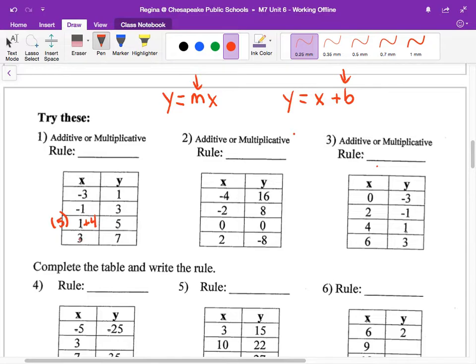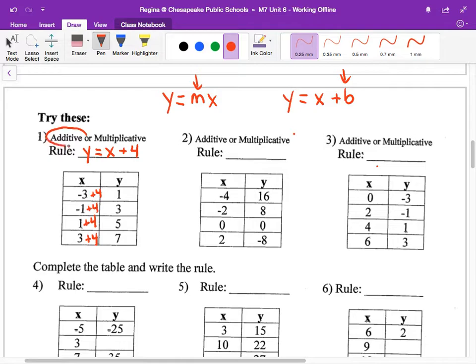Well, definitely times 5 isn't going to work, because 5 times 3 would be 15. So we're taking that off the table. So it looks like plus 4. All right, let's check it. -1 plus 4. Yep, that would give us 3. -3 plus 4, and you could check it with your calculator. Yep. So the rule is going to be y equals x plus 4.